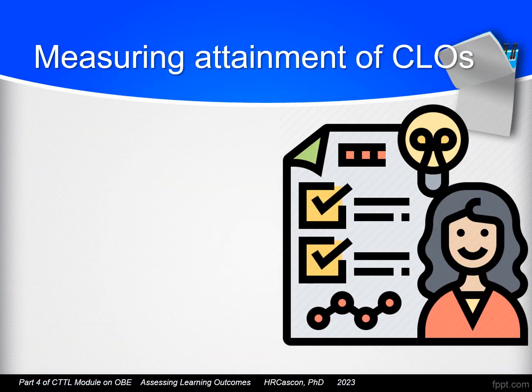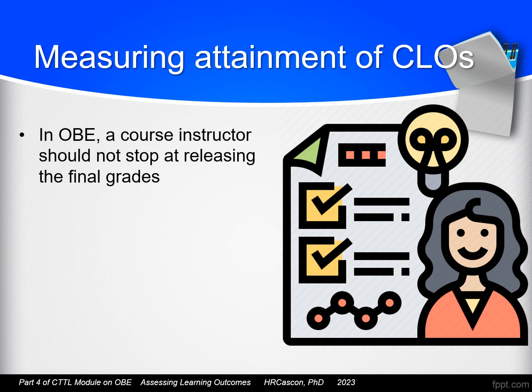The last topic that we will discuss in this installment of the module is the measurement of the attainment of the course learning outcomes. Possibly, your default mindset on this is that this is just about grading assessment tasks, computing and submitting the final grades. You are just partly correct.